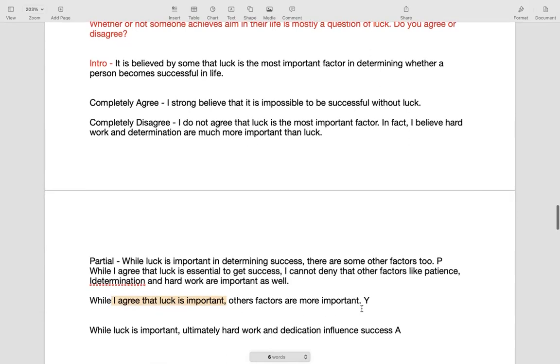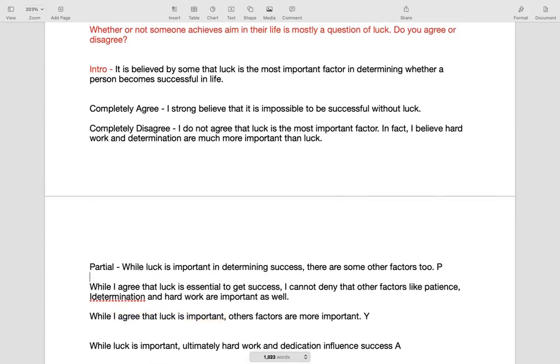more important. Okay, Prashantam, that's the same problem with you. Well, your answer: while luck is important, there are some other factors too. So what's the problem? There are other factors, but what is the most important? Tell me. Other factors are more important than luck, right? So you have to write, other factors are more important. Okay. I have made an error here. Can someone tell me the error? Why do I write this? Is this correct or is there a problem?